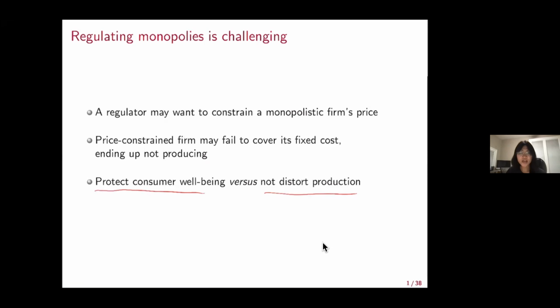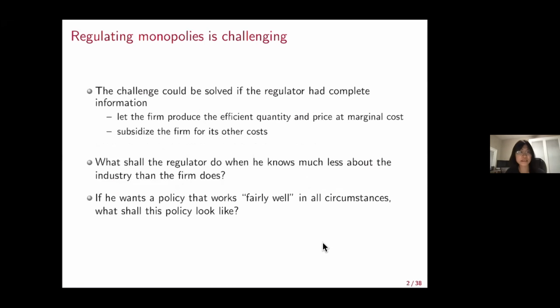Now, this challenge could be solved very easily if the regulator had complete information about the industry. So if a regulator knows the demand curve, so this is Q and this is P, and the marginal cost, he would ask the firm to produce the efficient quantity and to price at this efficient quantity. He would then subsidize the firm for all of its other costs. In particular, monopoly utility firms typically have huge fixed costs.